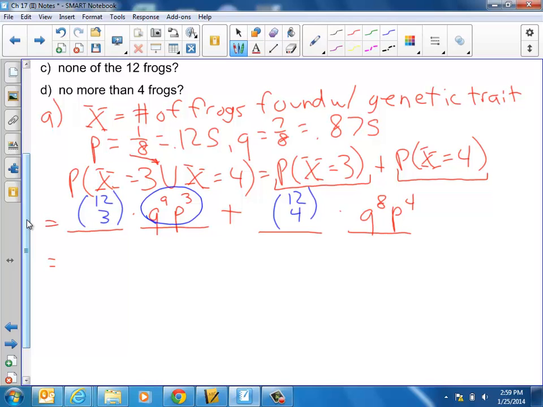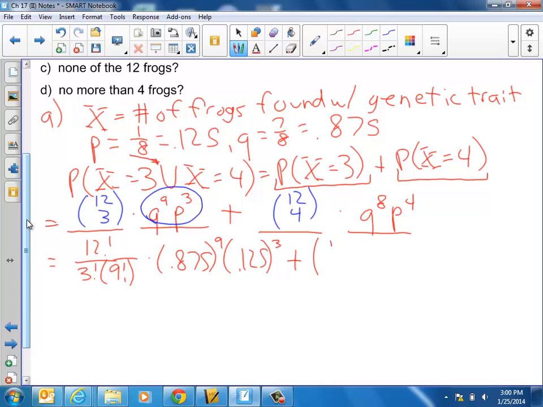Okay, so what does this look like? 12 choose 3, we know, is 12 factorial over, remember, n choose k was the generalized form of the combination equation, so 12 factorial over 3 factorial times (n minus k) factorial, which is 9 factorial. Whoops, what is that, a semicolon? No, we want an exclamation mark for factorial. Okay, so we've got the number of ways that we could have 3 successes times 0.875 to the 9th times 0.125 to the 3rd, plus 12 choose 4. I don't really need parentheses there.